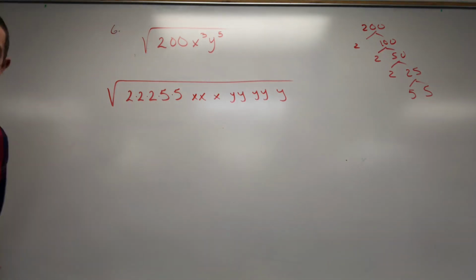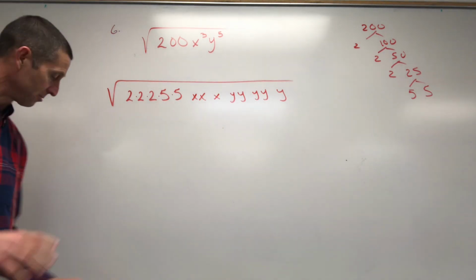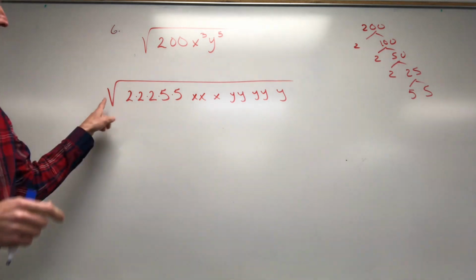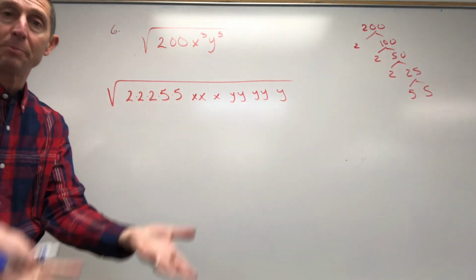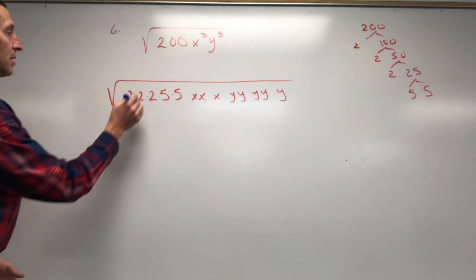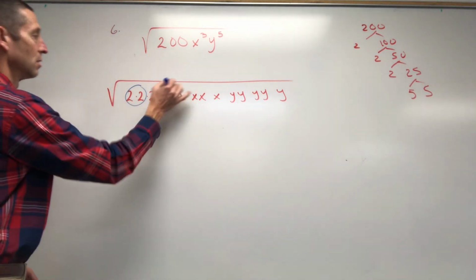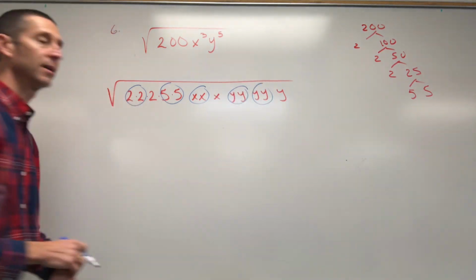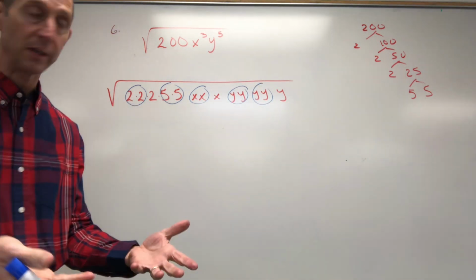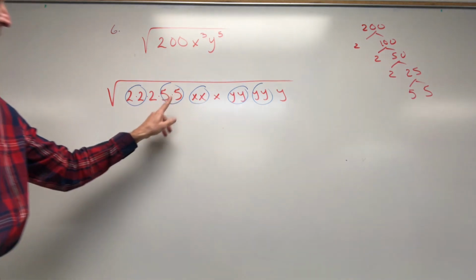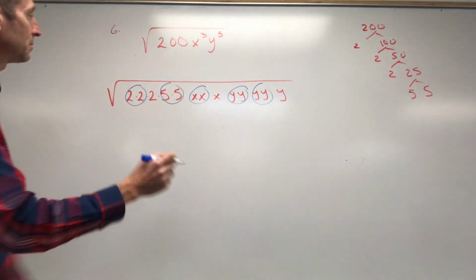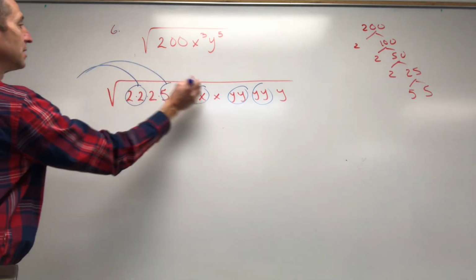So I've got the whole thing spelled out. Everything's ready to go. So what we do is we say, all right, square root, trying to find any pairs that I have. So here would be 1 pair of 2's, 1 pair of 5's, an x, a y, and a y. Those are pairs, 2 of a kind. 2 y's, 2 x's, 2 5's, 2 2's. So any pairs, circle them, grab them, they're all coming out.